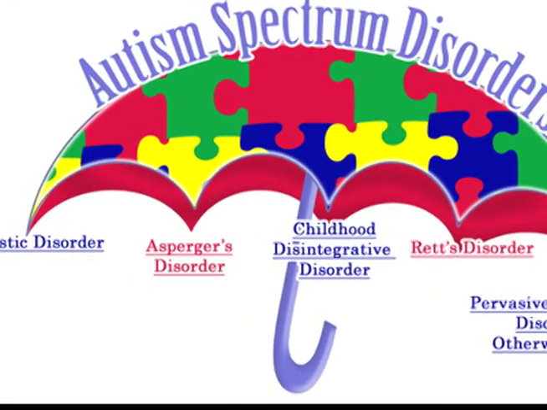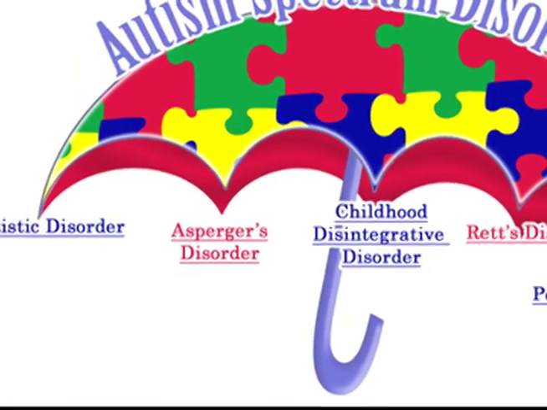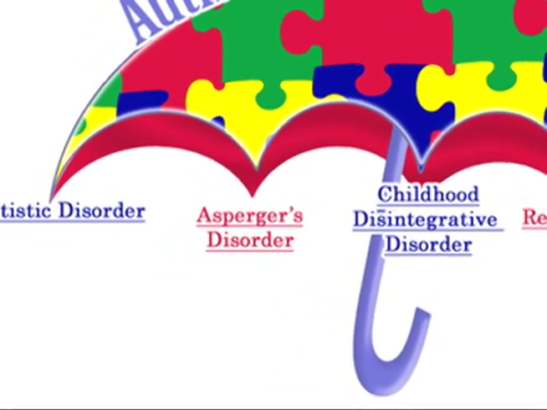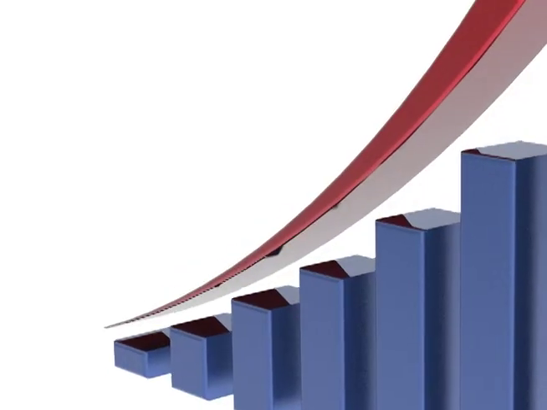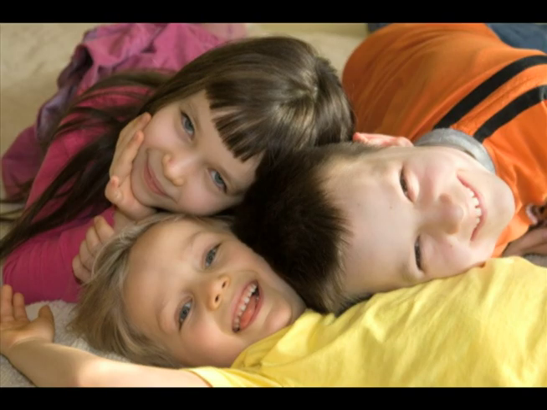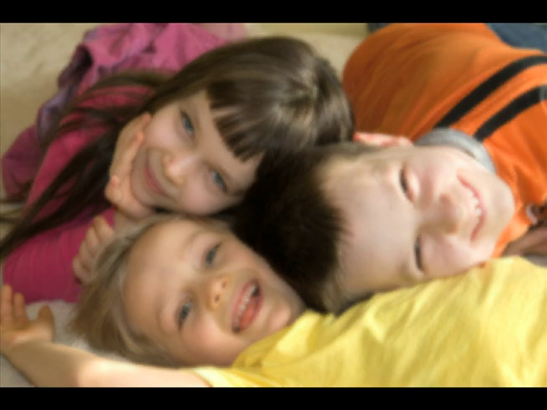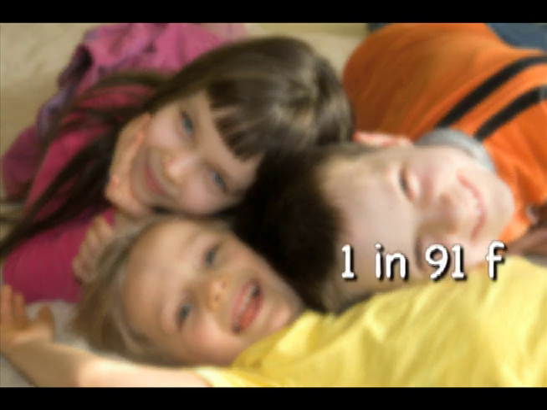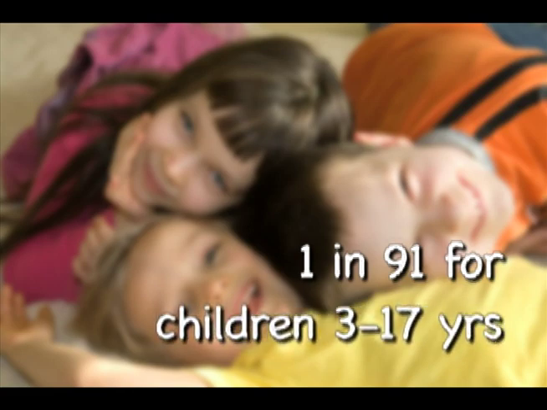Statistically, Asperger's is grouped with autism, and according to a 2008 study by the National Survey of Children's Health, autism is one of the fastest developing childhood disorders. They reported that the prevalence of autism spectrum disorder is roughly 1 in 91 for children 3 to 17 years old.